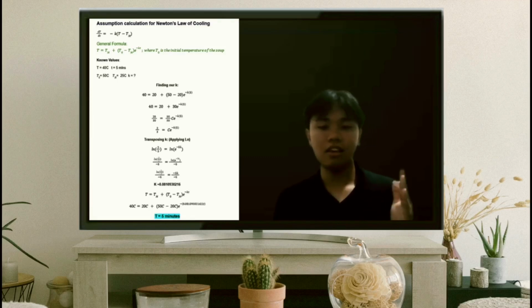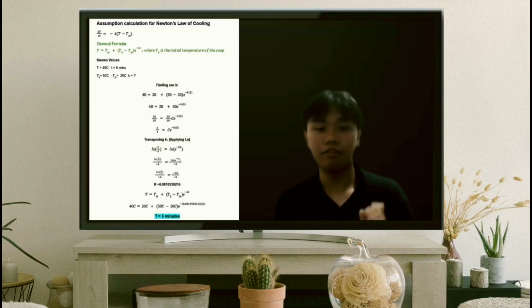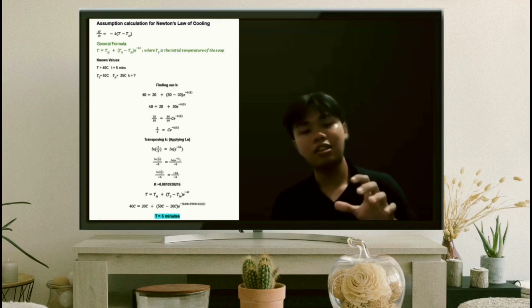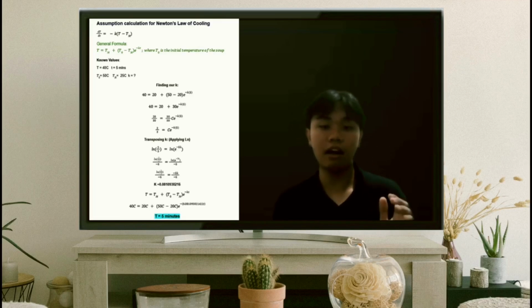We can easily substitute that into the equation, where we have 40 equals 20 plus (50 minus 20) times e raised to negative k times 5, where 5 is our 5-minute time. In this equation, we will be explaining and simplifying how we get our k constant, or the rate of cooling. Simplifying these, we eventually get 20 over 30, or basically 2/3, equal to the constant factor c times e raised to negative k times 5.